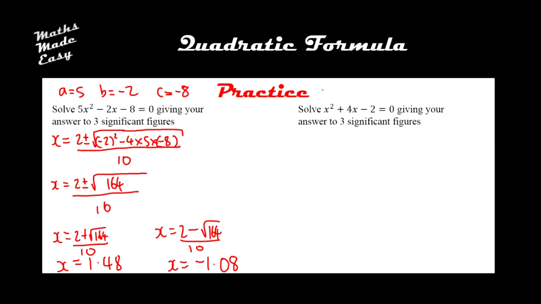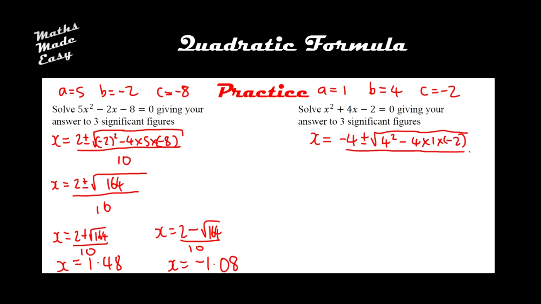And for the final question, we have a equals 1 because there's no number here in front of the x, b equals 4, and c equals negative 2. So x equals negative 4 plus or minus the square root of 4 squared minus 4 times 1 times negative 2, all divided by 2 lots of 1, which is 2. So x equals negative 4 plus or minus.